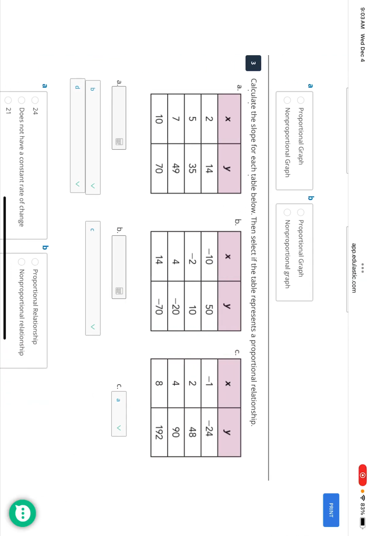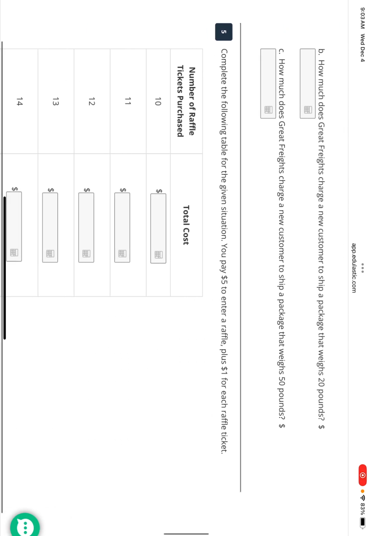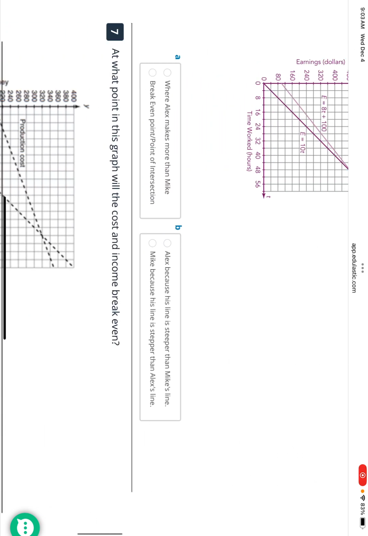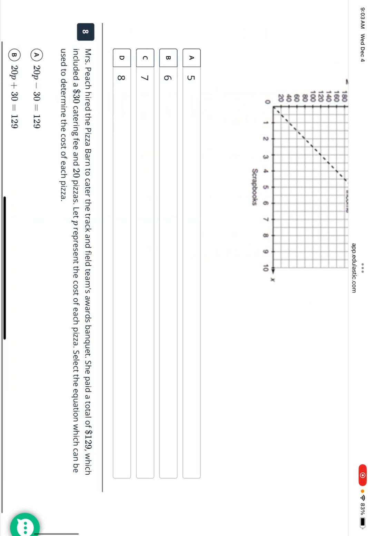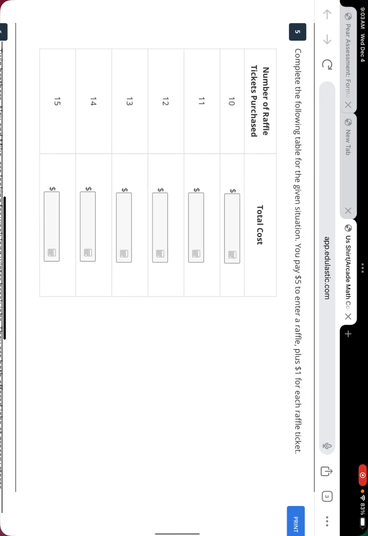Calculate your slope from subtracting those points that we've been working on. Write an equation based on what we've talked about too. Use your equation, $5 to enter a raffle plus $1. You're allowed 2 checks for each question mark, okay? So make sure you do this assignment. This is one of the last assignments we're gonna have that's graded.